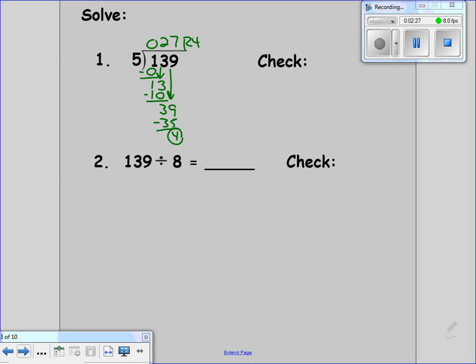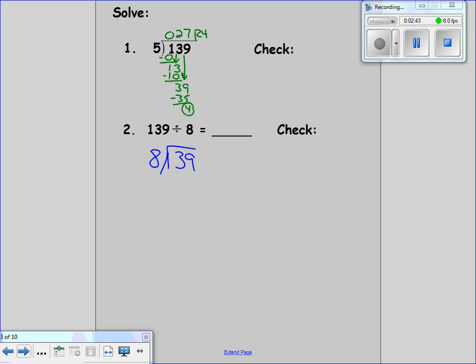Try another problem out down here. 139 divided by 8. I had a 3 right there. I'm sorry, kids. 139 divided by 8. Some more space. Here we go. 8 goes into 1 zero times. 8 times 0 is 0. Subtract, I get a 1. Bring down the 3.